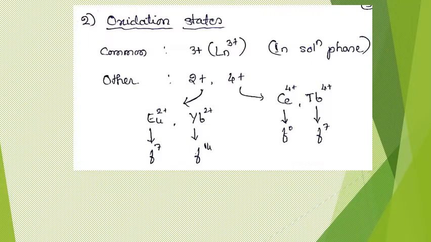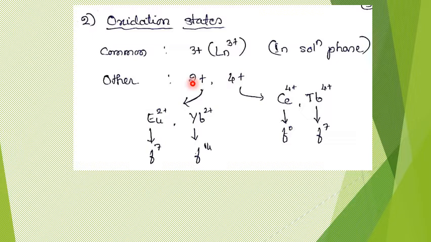Now let's go ahead with oxidation states. Of the oxidation states of lanthanoids, the most common is the 3+ oxidation state. All lanthanoid elements can exist in this 3+ oxidation state, which can in general be represented as Ln3+. In solution, definitely this is the most common oxidation state. Along with this, some other oxidation states are also there. Of course, a variety of oxidation states are possible, but the other most important ones are 2+ and 4+.